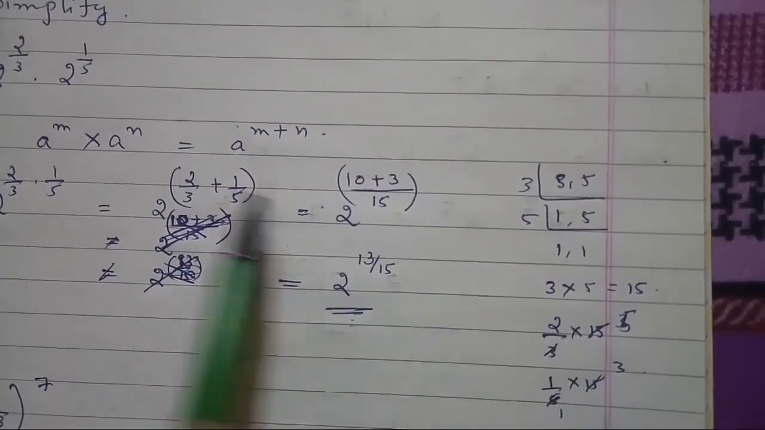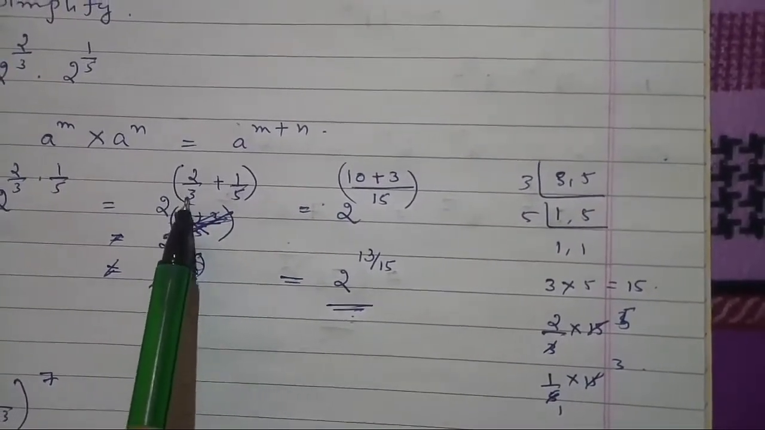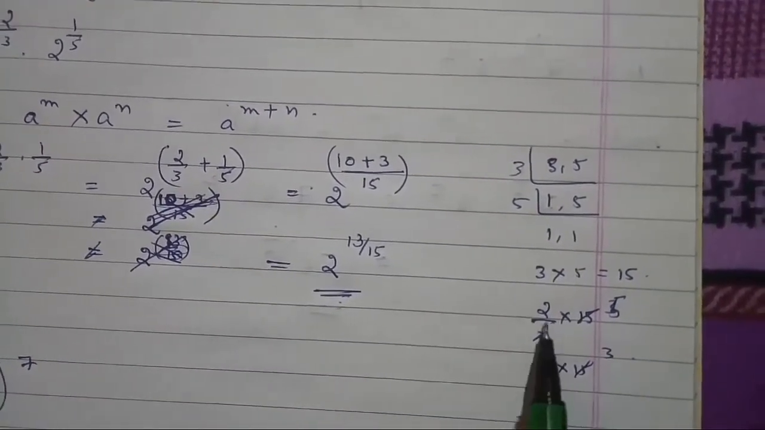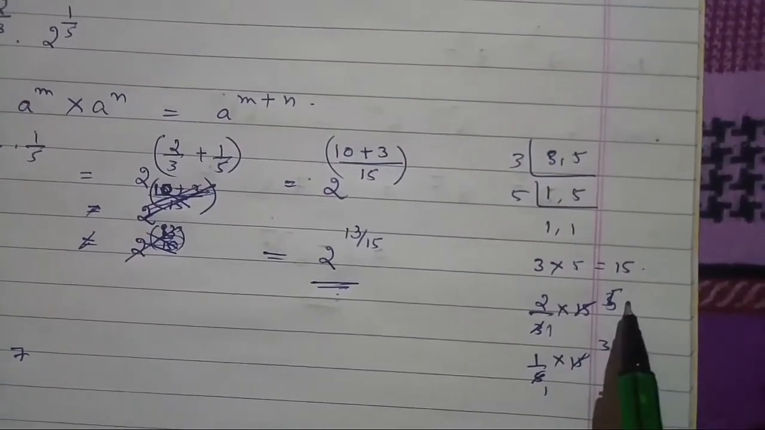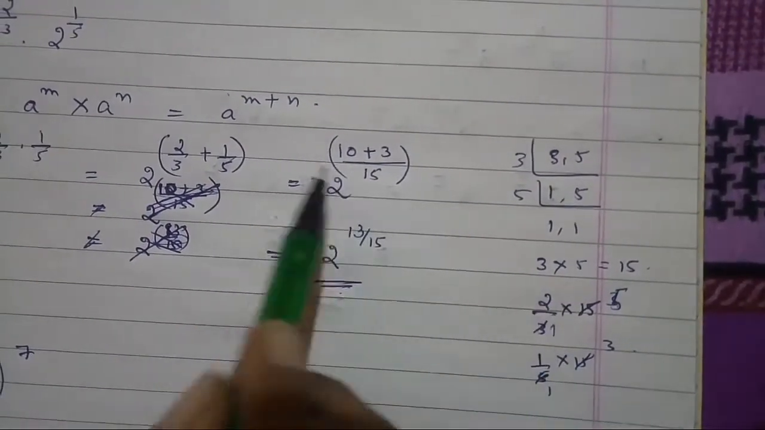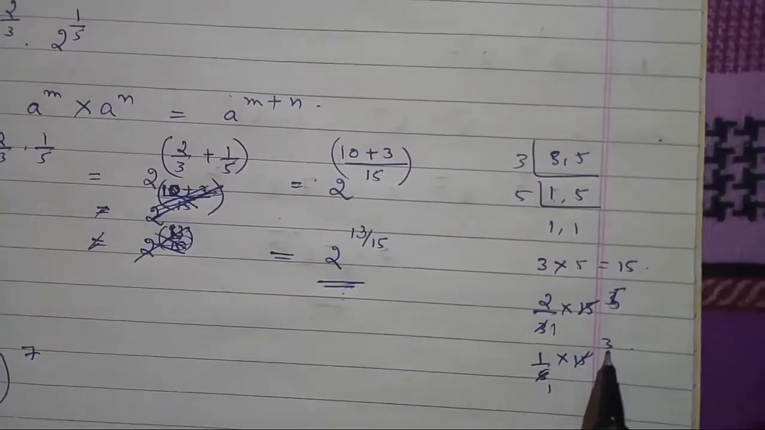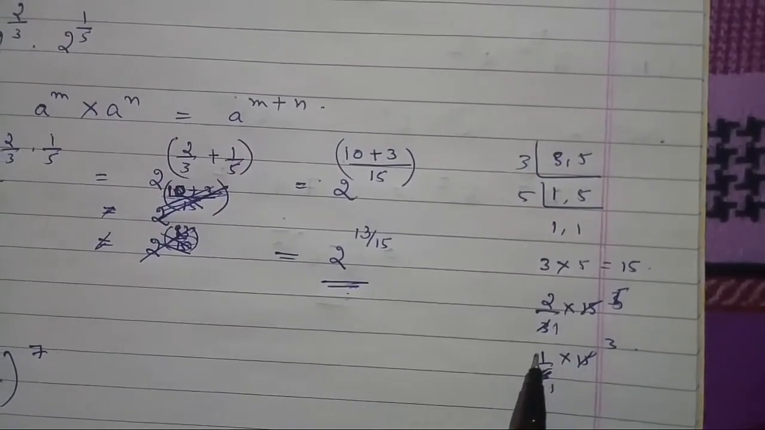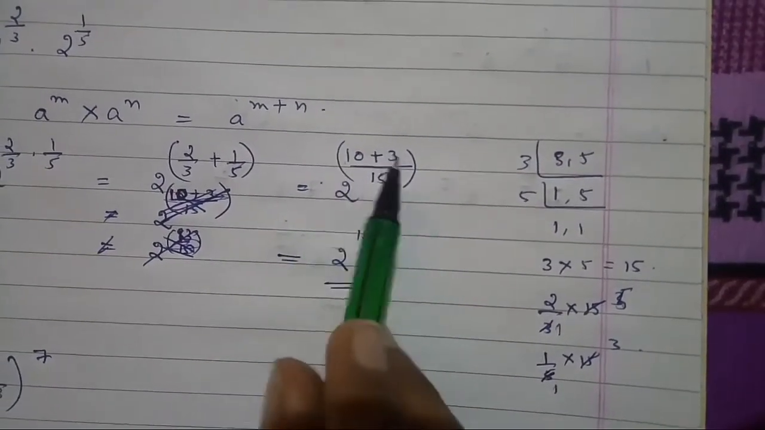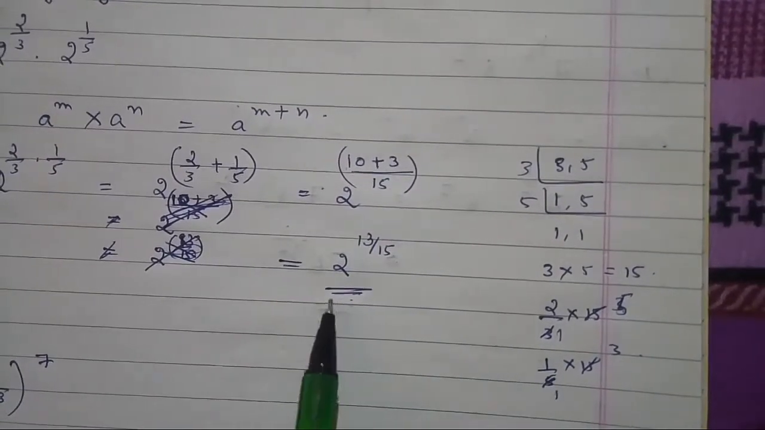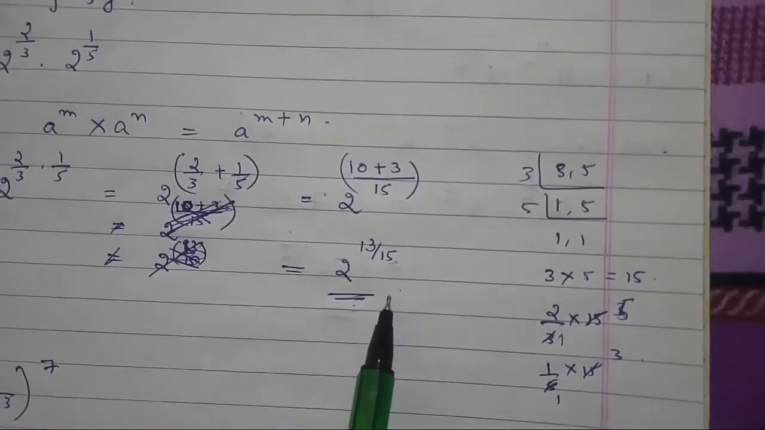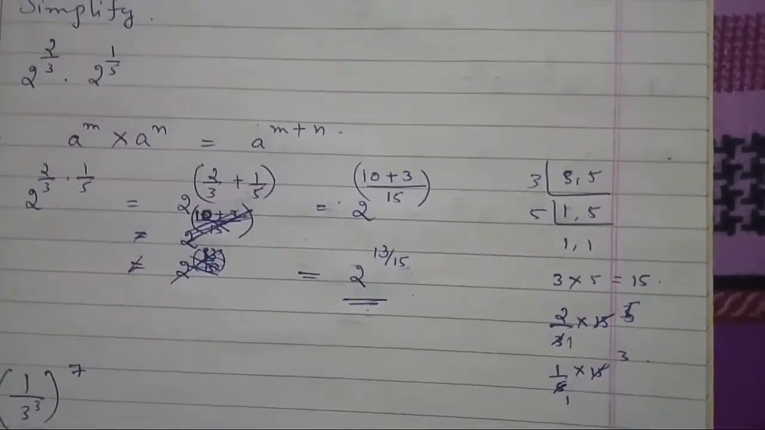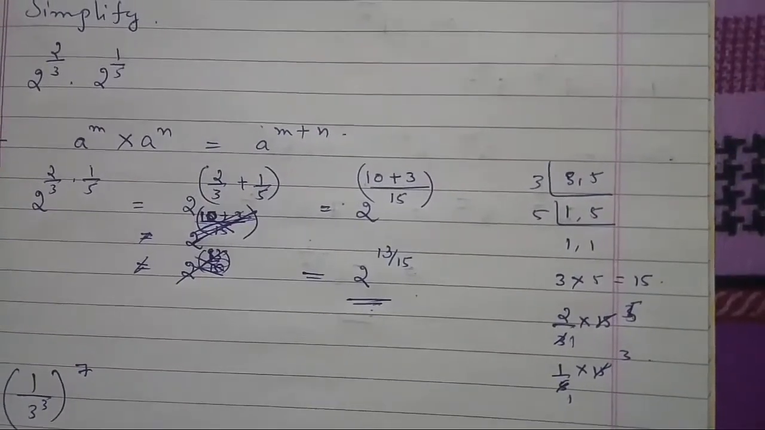That is 2 by 3. For this we need to multiply by the LCM 15. 2 by 3 into 15: 3 ones are 3, 5 threes are 15, so 5 twos are 10. I have written that here. Then 1 by 5 into 15: 5 ones are 5, 3 fives are 15, so 3 into 1 is 3. I have written that here. 10 plus 3 is 13 by 15. That is 2 to the power 13 by 15, which will be the answer. Please go through the problem slowly, and if you have any doubts, please ask me. Okay.